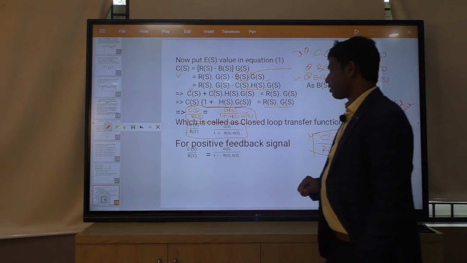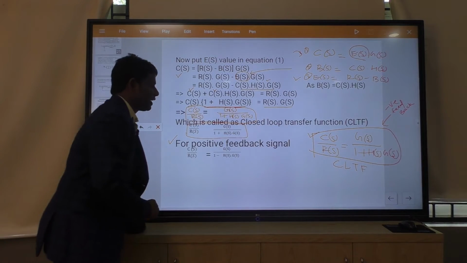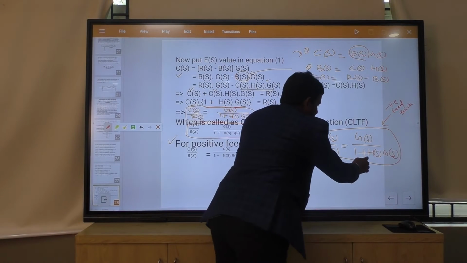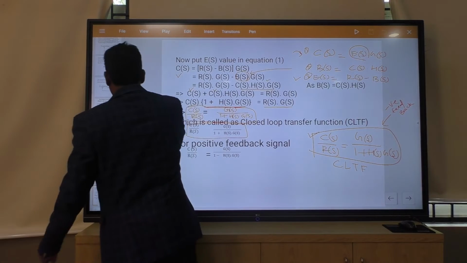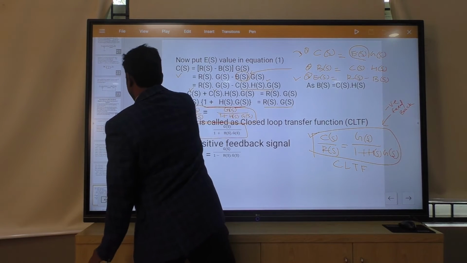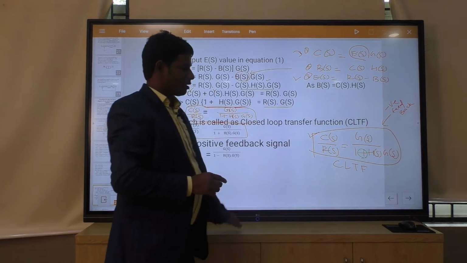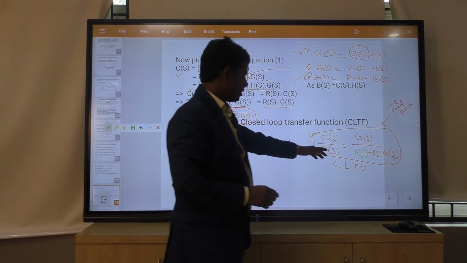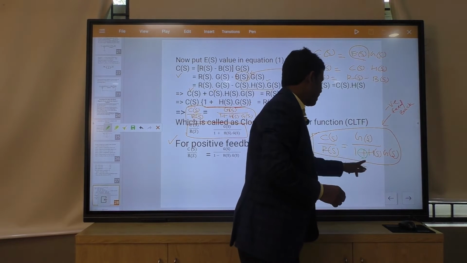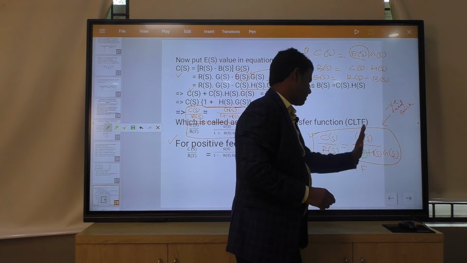If we take positive feedback, what will happen? For positive feedback, what is the closed loop transfer function? In negative feedback there was a plus sign here. You see here is a plus sign. In the denominator there is 1 plus. For negative feedback, GS is on top and below there is a plus sign: 1 plus GSHS.